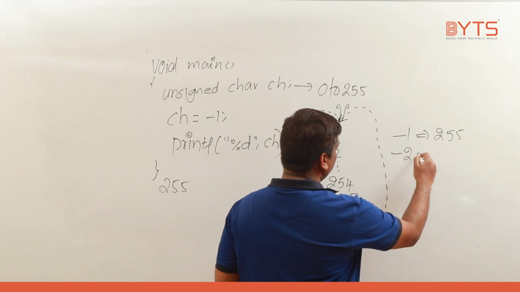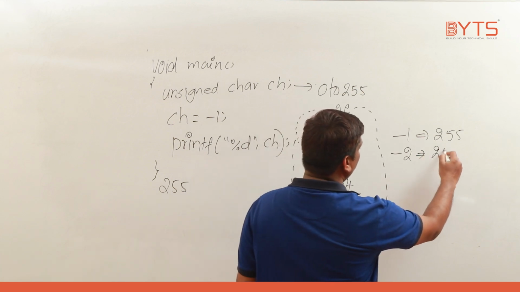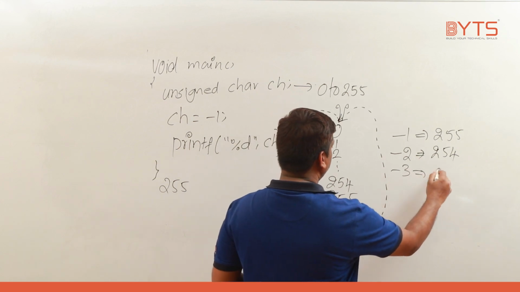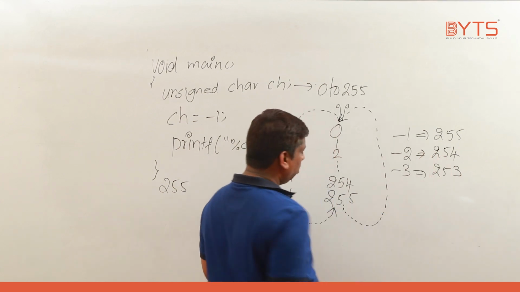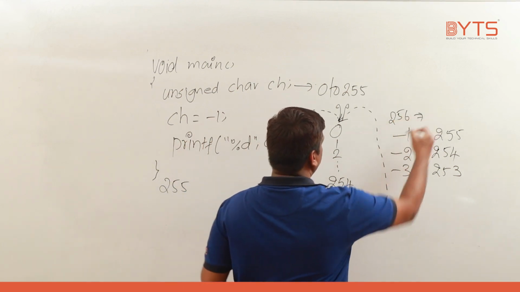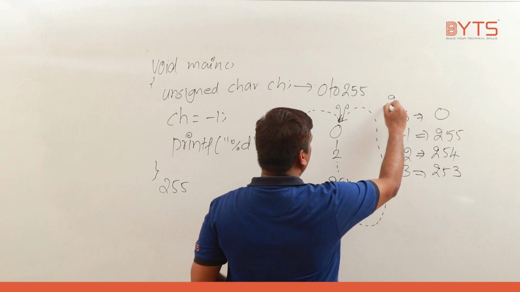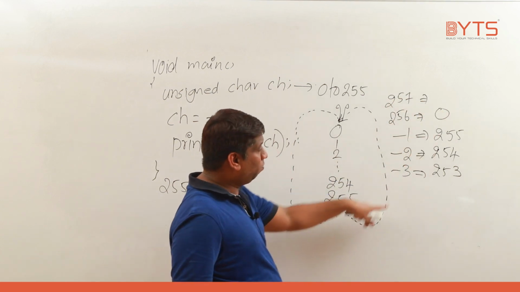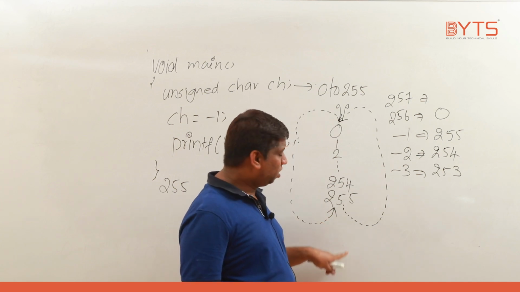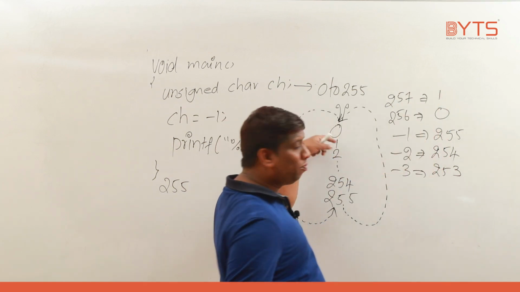If the programmer gives input as minus 2, then from here I need to come 2 times, that is the reason I will get 254. If the programmer gives minus 3, 3 times I need to come, so the answer will be 253. Let us take the programmer giving 256. Then from here I need to go here and take this value 0. If the programmer gives 257, from 255 I need to move 2 times, because 256 is the first time and 257 is the second time. So the first time will be 0, the second time will be 1. Two times I need to move basically.